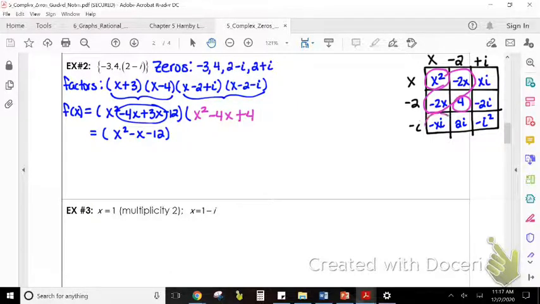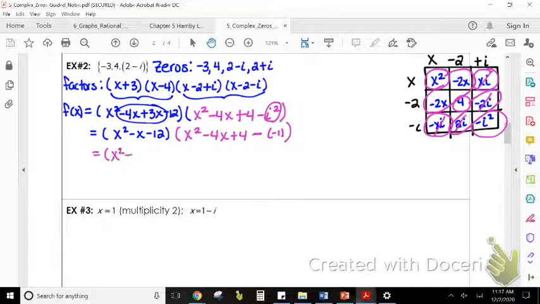Now, on the outside here, I do have a negative xi and a positive xi that will cancel each other. In the next diagonal, I have 2i minus 2i. Those also cancel each other. And then the last piece there, I just have a minus i squared. All right, so I'm going to rewrite this second one because I have x squared minus 4x plus 4 minus, and remember, i squared is a negative 1.